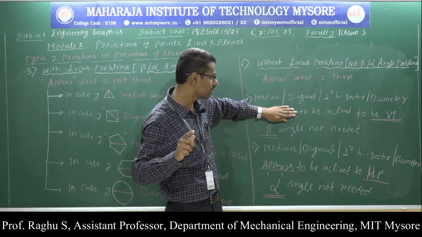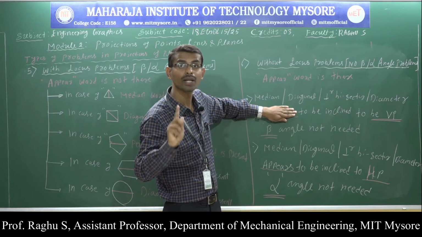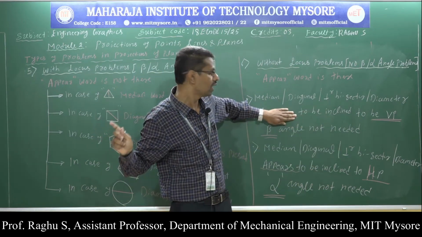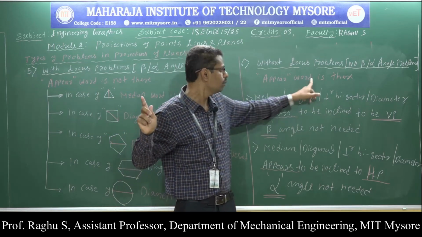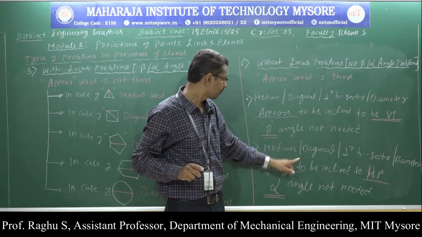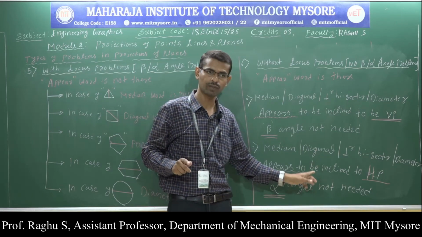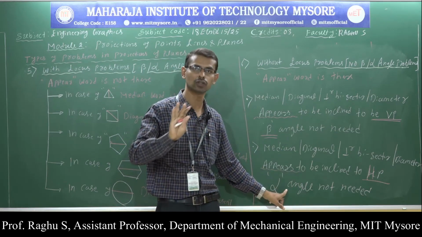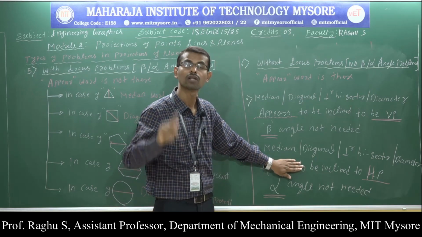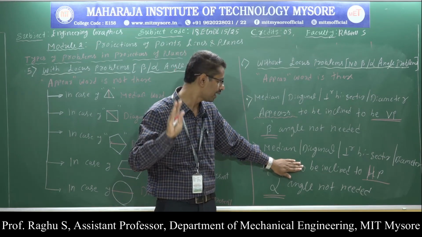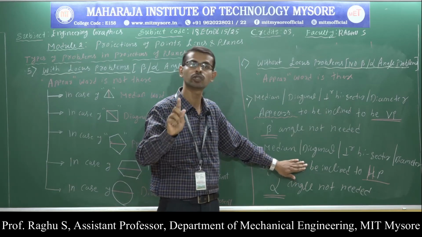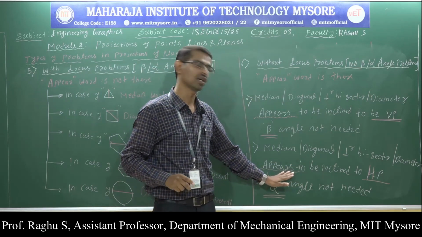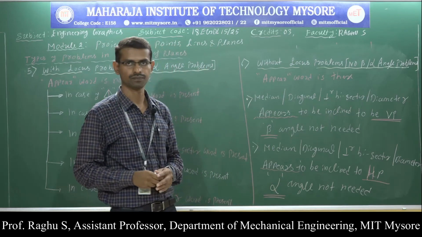Suppose the word apparent is not there, then beta angle is required. So this is the condition: when the word apparent is not there, we need beta angle; when the word apparent is there, beta angle is not required. Similarly, when the median, diagonal, perpendicular bisector or diameter appears to be inclined to HP, then alpha angle is not needed. If the word apparent is not there, when the median, diameter or perpendicular bisector is inclined to HP, then alpha angle is required. But if it appears to be inclined to HP, alpha angle is not required.